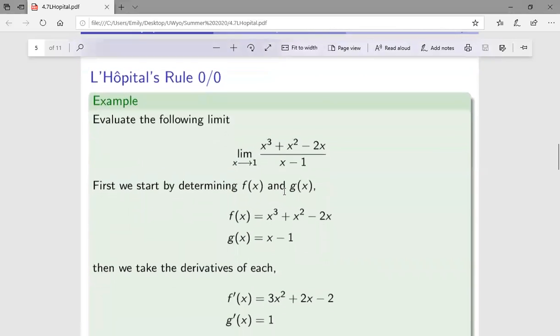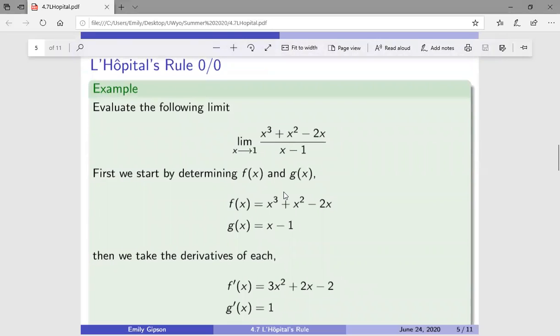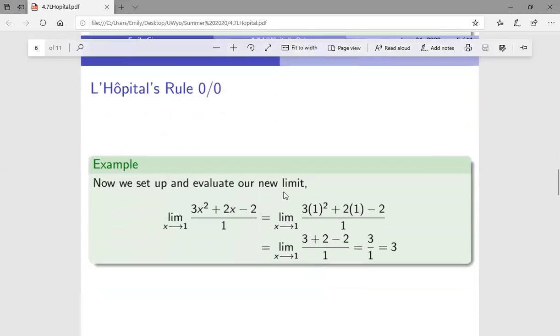So to evaluate the following limit, we first start by determining our f of x and our g of x. And our f of x is equal to our numerator, so x cubed plus x squared minus 2x, and our g of x, which is x minus 1. And we take the derivatives of each. So f prime of x is 3x squared plus 2x minus 2, and g prime of x is equal to 1. Now we know that g prime of x does not equal 0, which is exactly what we need for this to work. And we know that both are differentiable, so we're doing great so far.